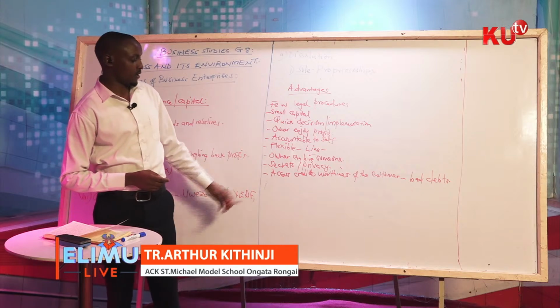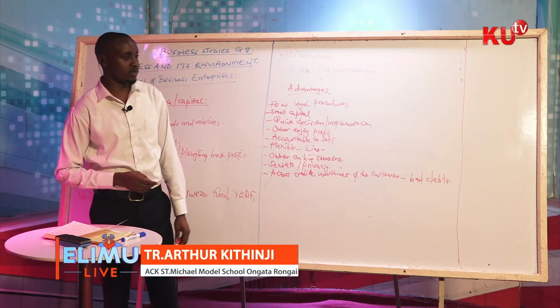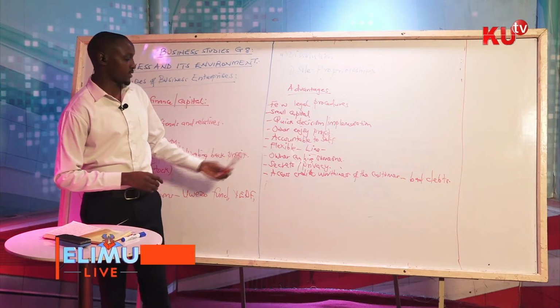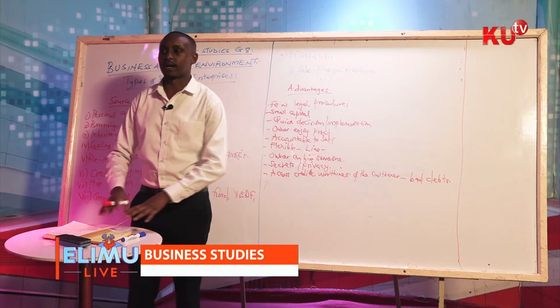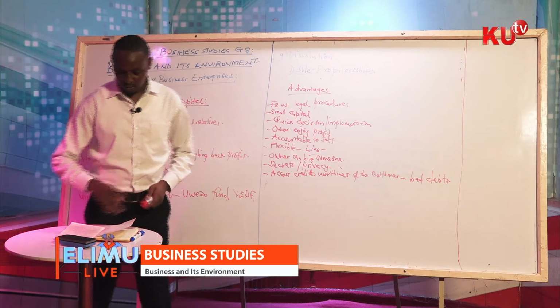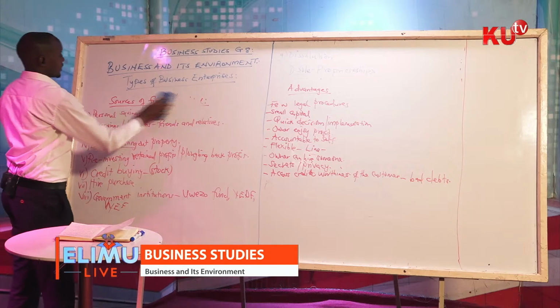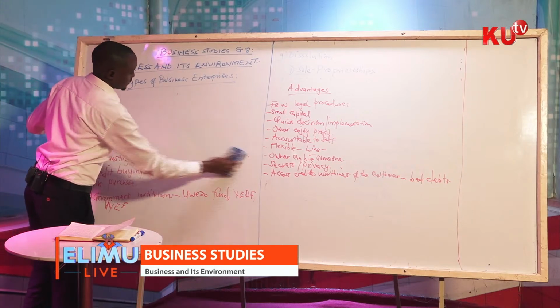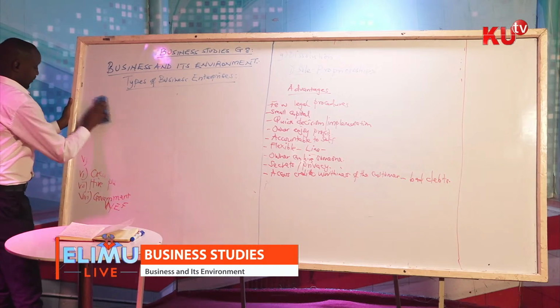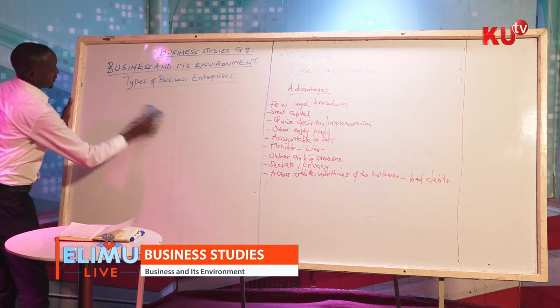Then the last three: owner can hire somebody to run the business. Owner can keep secrets. And lastly, they are able to assess the creditworthiness of the customers. Now, then I'll move to disadvantages. Disadvantages of sole proprietorships. Everything that has got pros has got cons.